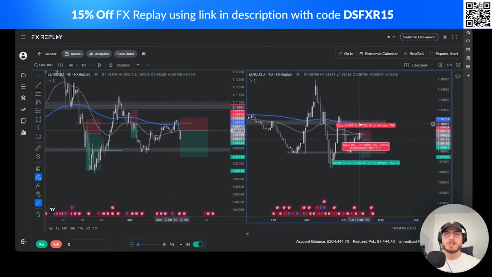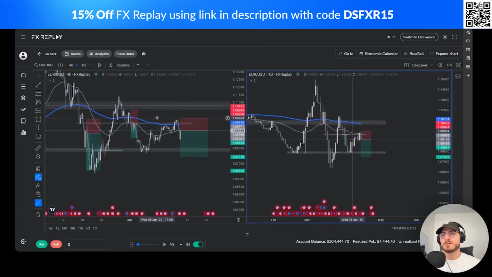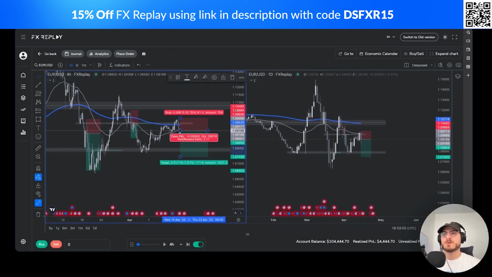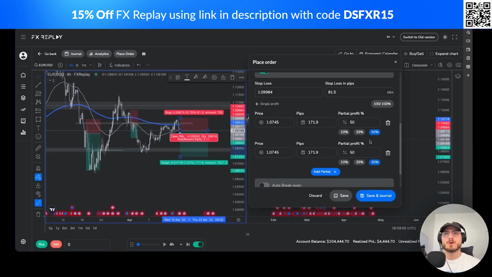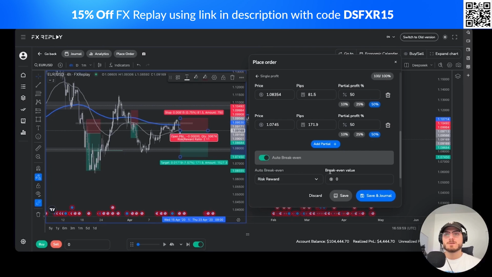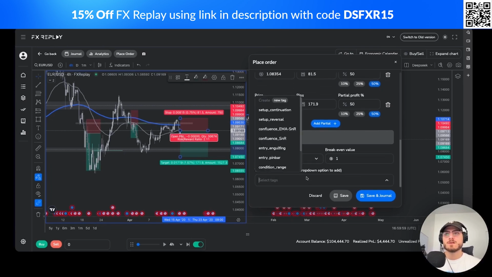But again, we're still below this 200 EMA. So we have to assume that we're below our 50. So let's go place order, take partials, 50%, and break even at 1 standard deviation. Setup is a continuation trade.